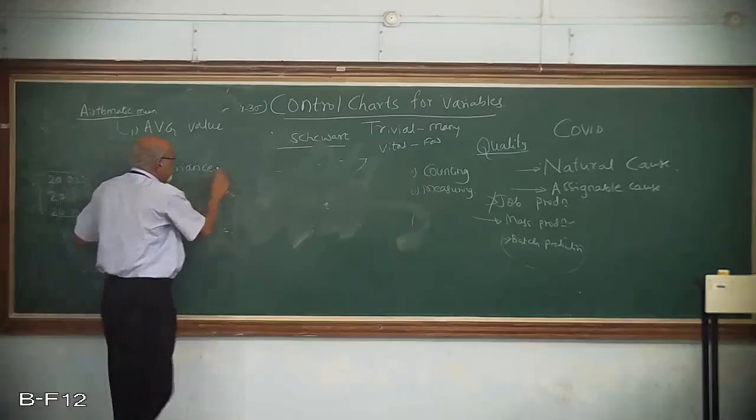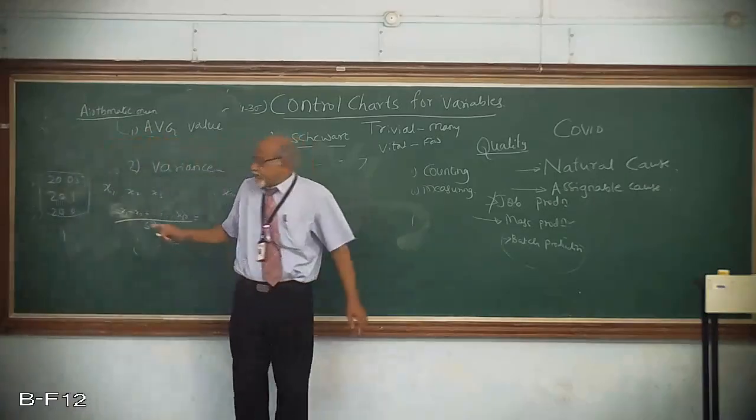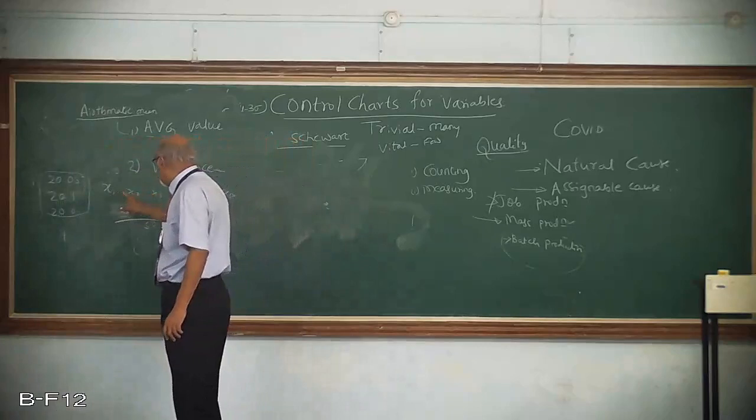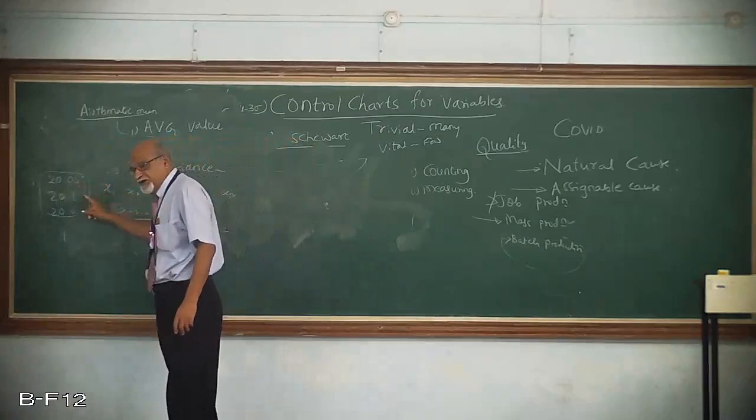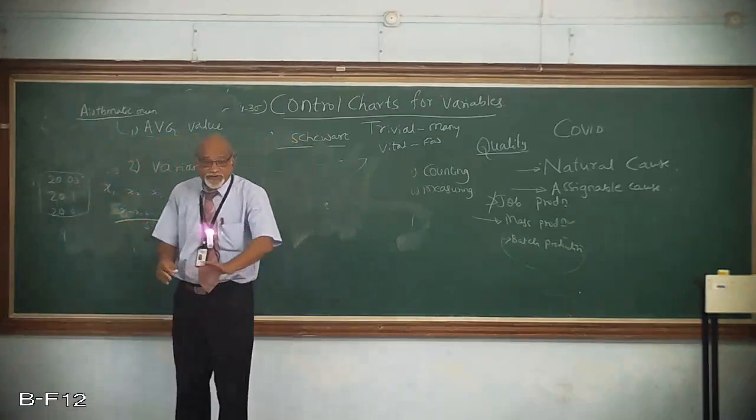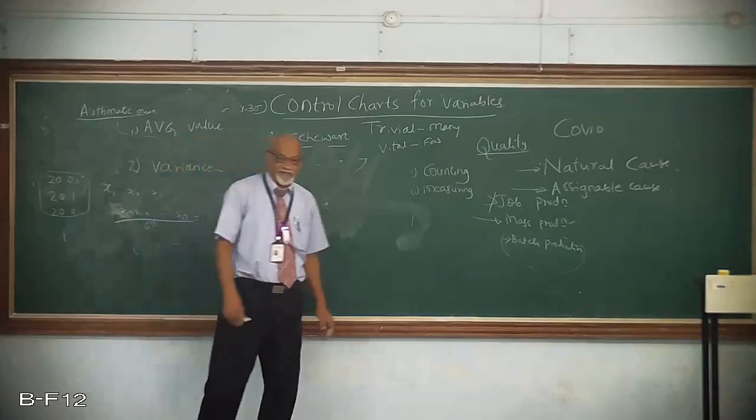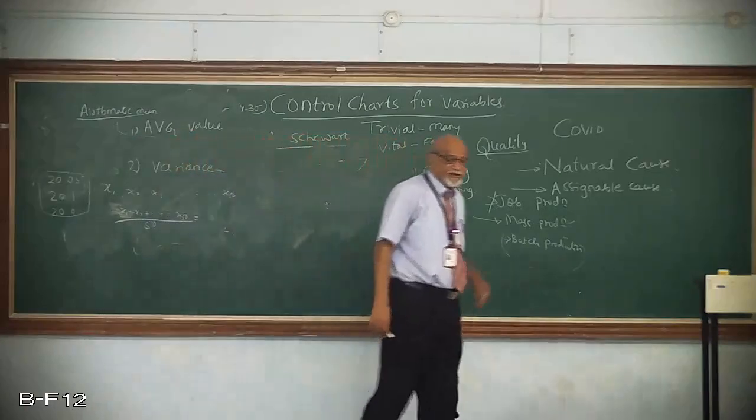Then what is the variance? Because these x1, x2 values, in fact, they should have been the same, but there is going to be a variation. How do I measure this variation? This variation will be measured.